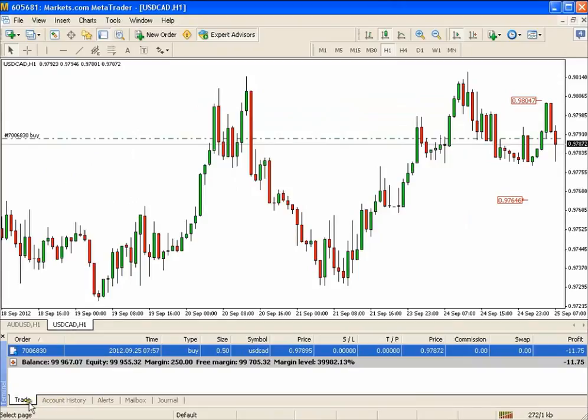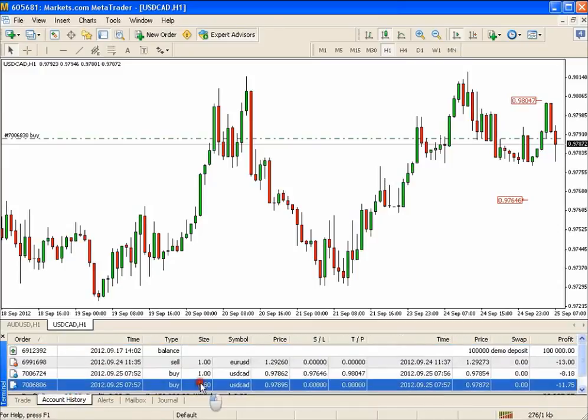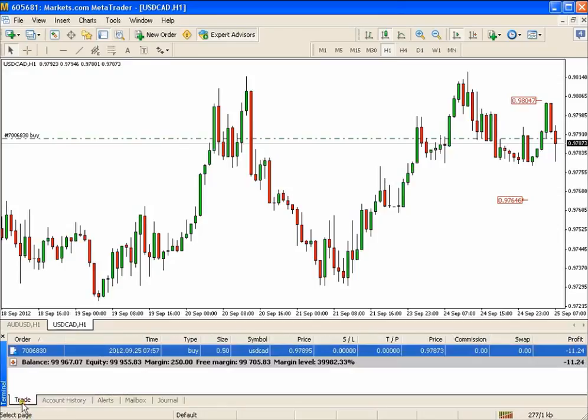Now what it's done, you see here I'm still on the trade window. Now I'm only left in the market for 0.5 because I was in for 1 and I closed 0.5 of the position, so I'm left in for 0.5. If I go to account history, you'll see I've closed the 0.5. This is what we call splitting the trade. It gets very useful in some of the systems coming up where you have multiple take profit areas.